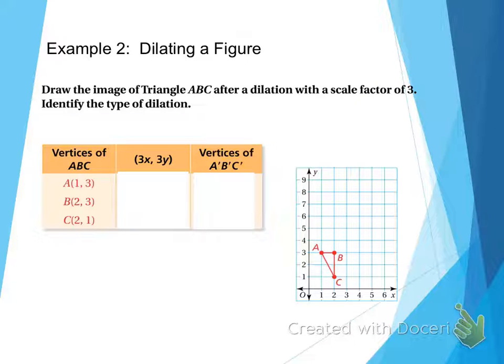So let's look at example 2 here, dilating a figure. We're going to draw the image of the triangle ABC after dilation with a scale factor of 3. So what you're going to do here is we have our vertices written down here, (1, 3), (2, 3), and (2, 1). And now what I'm asked to find here is what happens if I multiply these by 3.